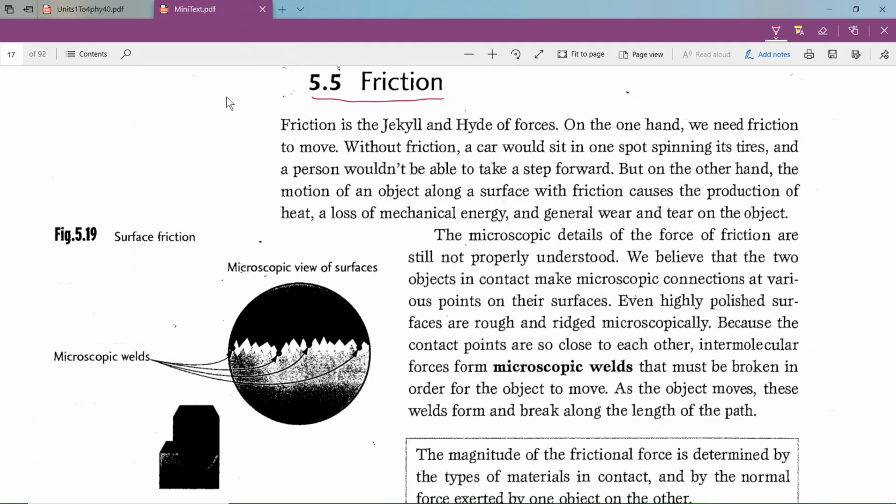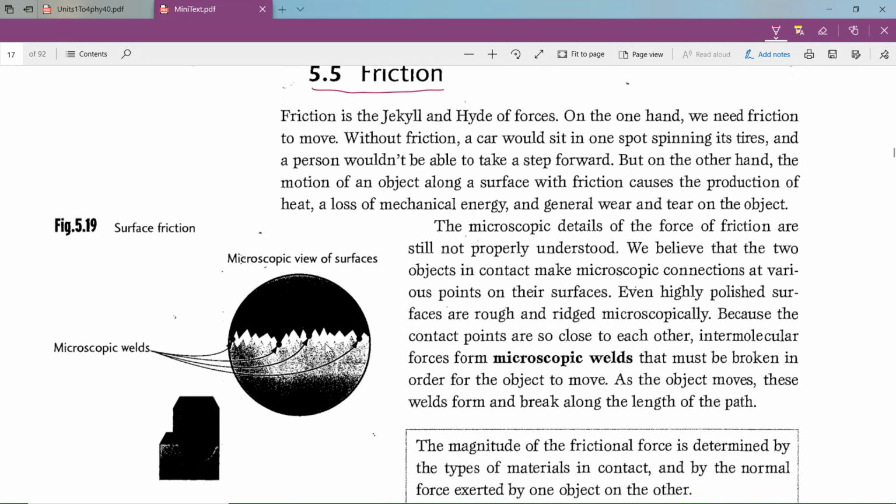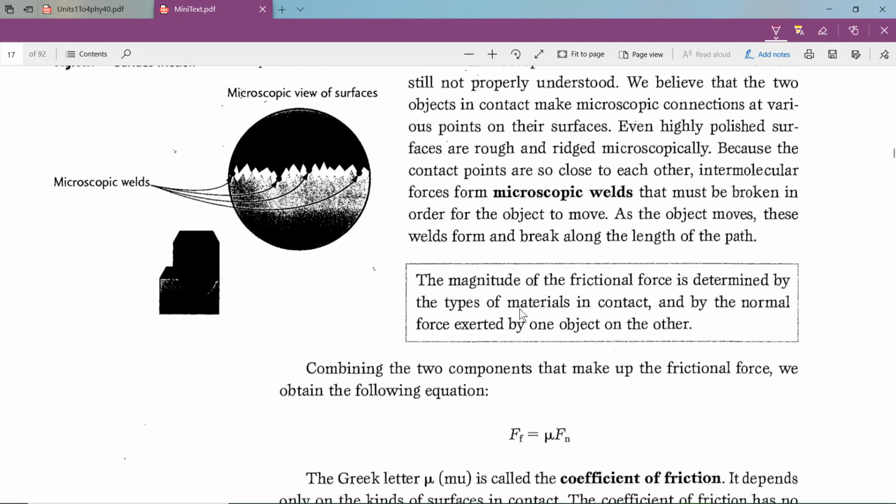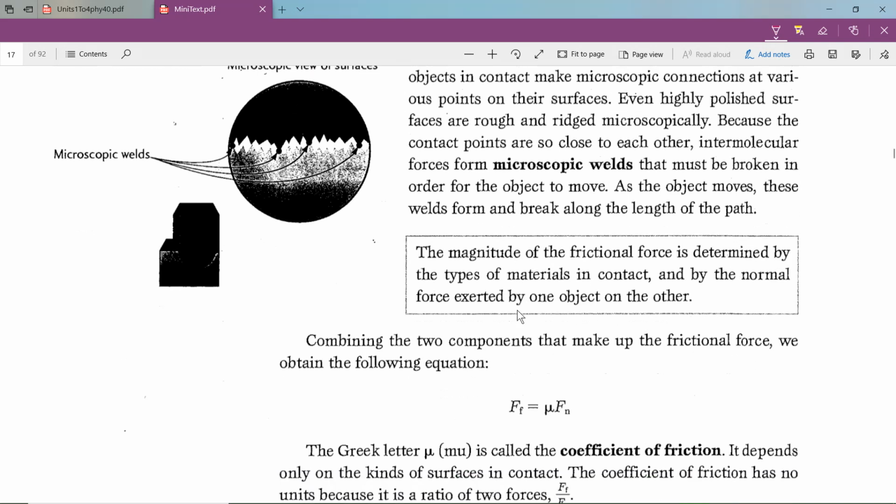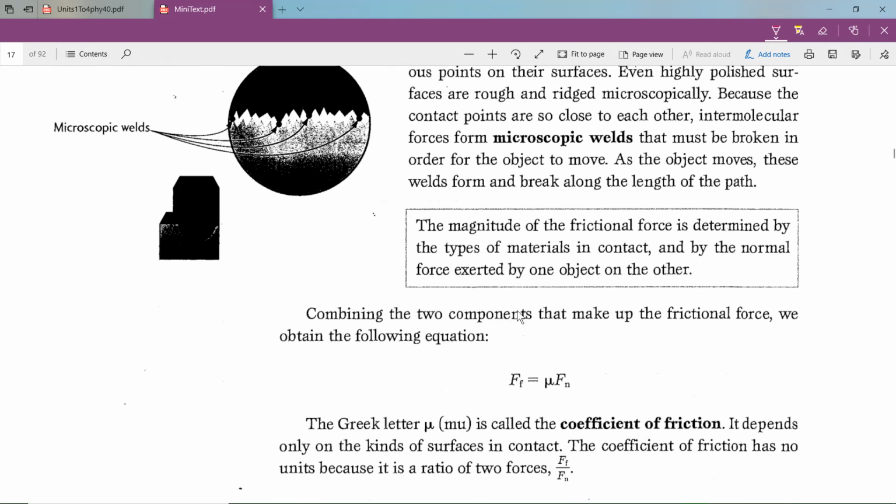I'm going to the mini text here and look at friction, and we see here that you have microscopic welds, little bits of molecules that stick out depending on the material and how much you press against that material, and what the material is will affect the friction. So the magnitude of the frictional force is determined by the type of materials in contact and by the normal force exerted by one object on the other.